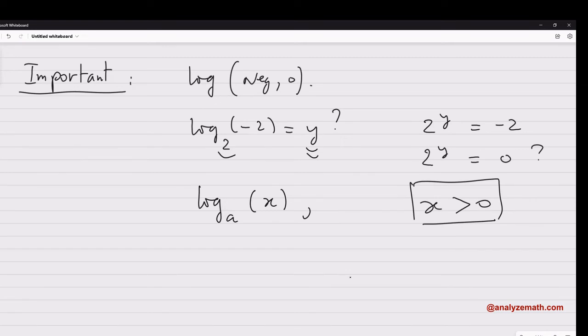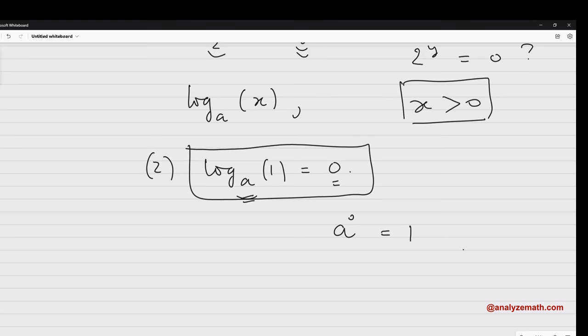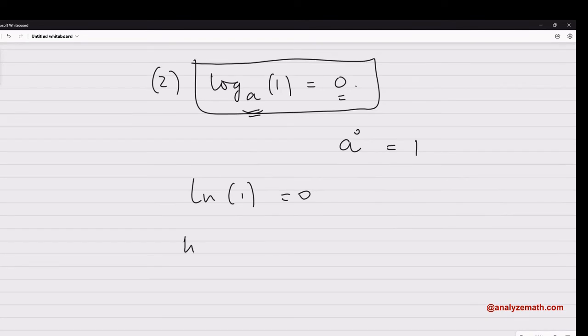The important things, there are two of them at least. This is number one, this is number two. The log base a of 1 is equal to 0 always. Let's see why. We take the base to the power 0 is equal to, now any number to the power 0 gives me 1. So this is always true for any base a. So for example, ln 1 equals 0. Remember, this is the natural log of 1, also equal to 0. Log base 5 of 1 equals 0, and so on.